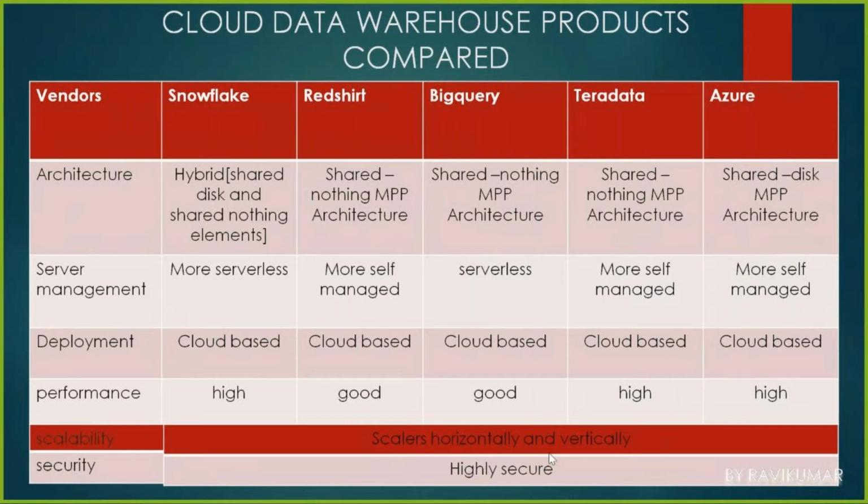Within the cluster, you have 100 servers. You increase or decrease the servers within the cluster. That means scale up and scale down. That is called vertical scaling. Within the cluster, you are decreasing and increasing the nodes.